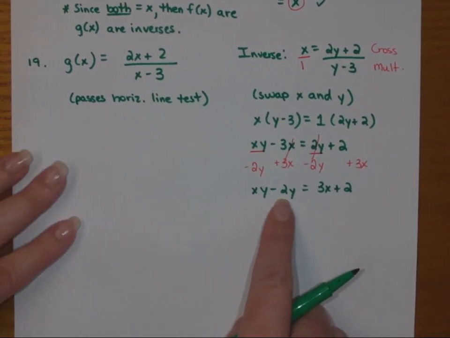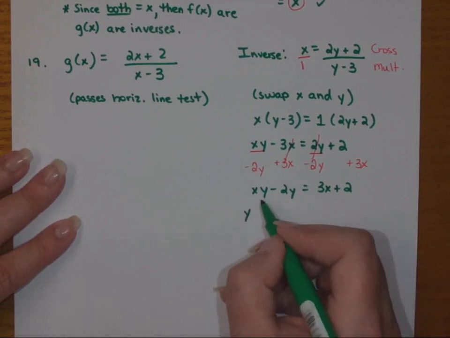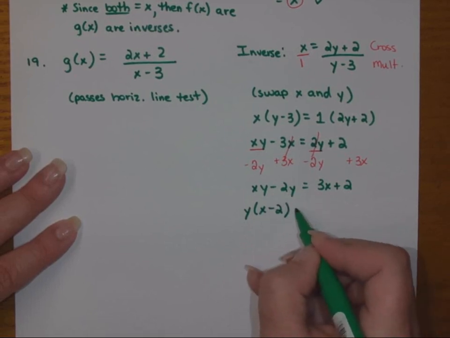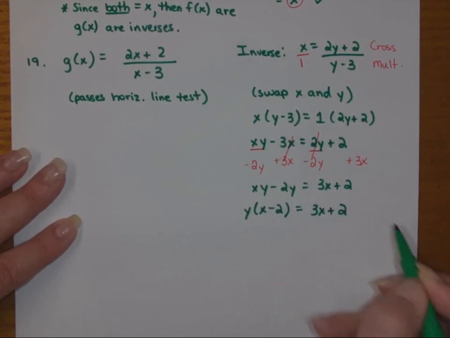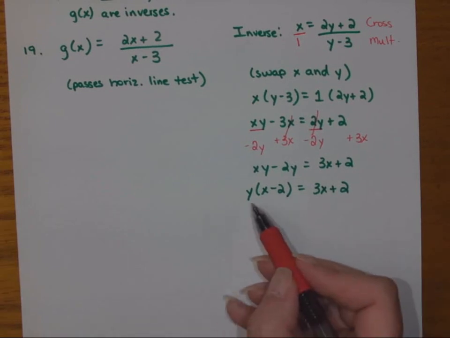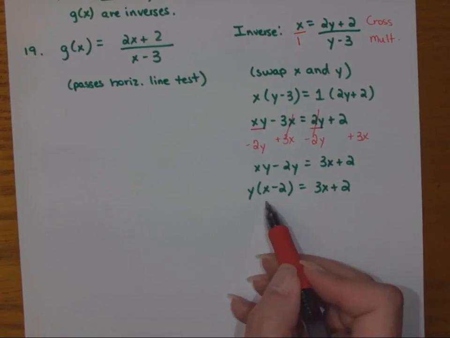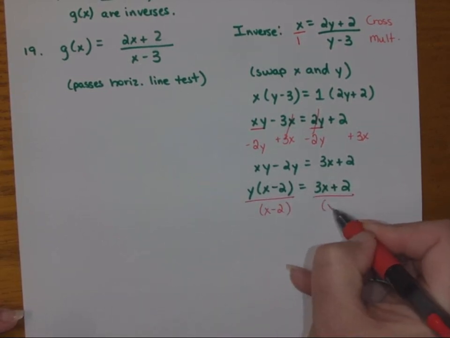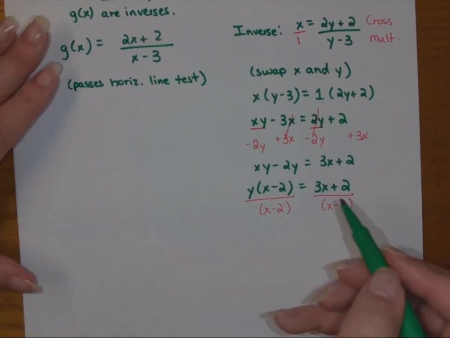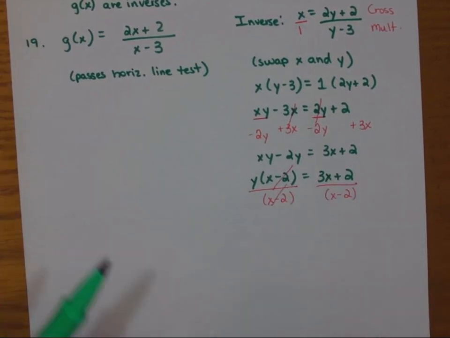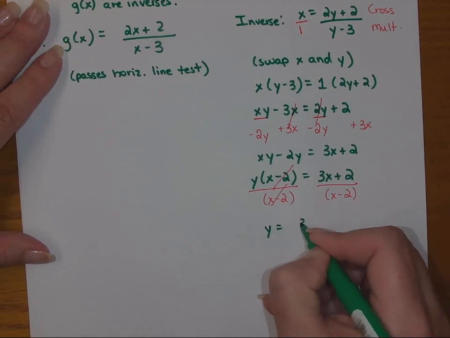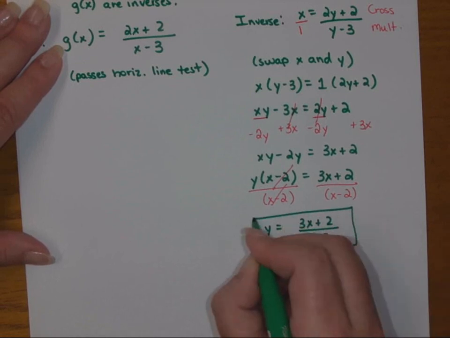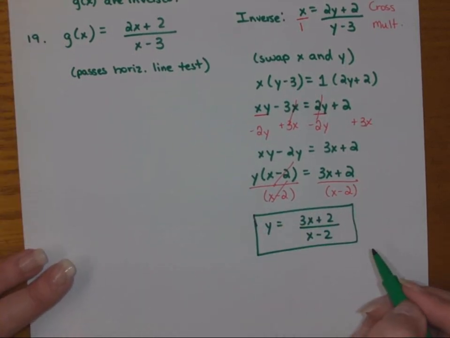Then hopefully we see that, hey, there's a y in both of these, so I'm going to factor it out. If you divide a y from the first term, you get x. If you divide a y from the second term, you get 2. And then last but not least, if I want y all alone, y is being multiplied by something that I wish wasn't there, so the opposite of multiplication is just division. Whatever I do to one side, I have to do to the other. So that's going to get rid of it there, and I end up with 3x plus 2 over x minus 2. Okay, so this is the inverse equation.